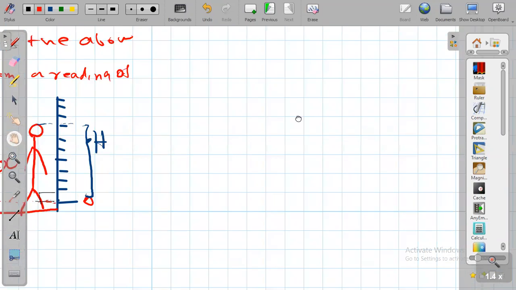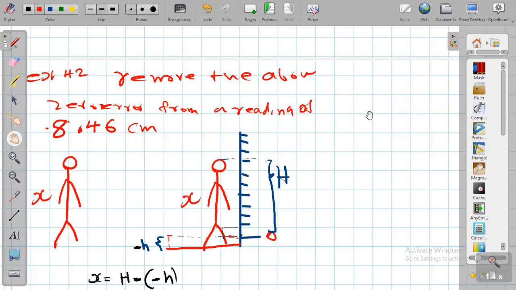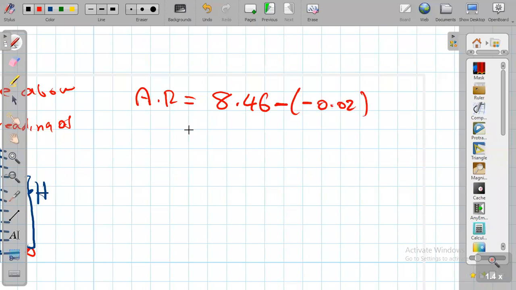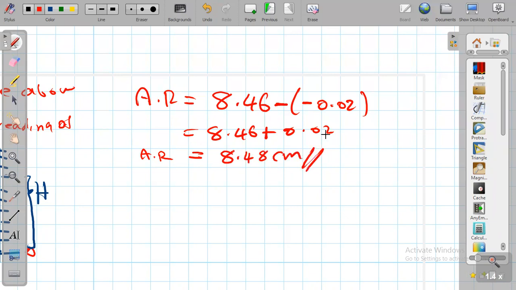Now how to read that one? My reading is 8.46. How to get the actual reading? 8.46 minus minus 0.02, so finally it becomes 8.46 plus 0.02. My finalized answer for the actual reading is 8.48 centimeters. That's how it is. Really simple method. Okay.